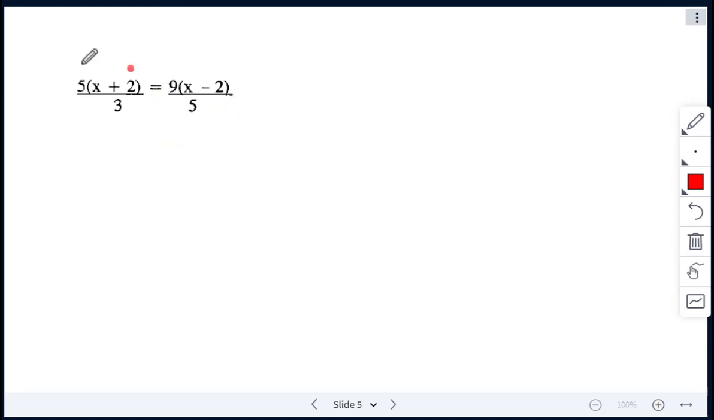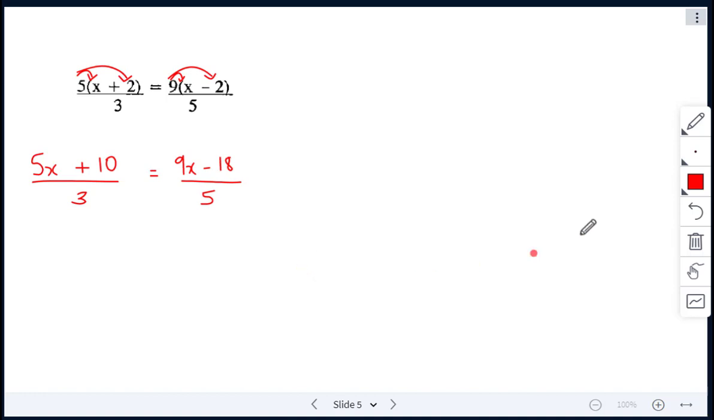So the first method is if you choose to multiply this out first, you're going to multiply the 5 there with x plus 2, that's in the bracket, so that becomes 5x plus 10, and then that's over 3. And then we have to do the same thing here. The 9 has to multiply everything inside that bracket. So that becomes 9x, and then it's 9 times negative 2. So remember to pay attention to your positives and negatives. So that becomes negative 18, and then that's over 5.